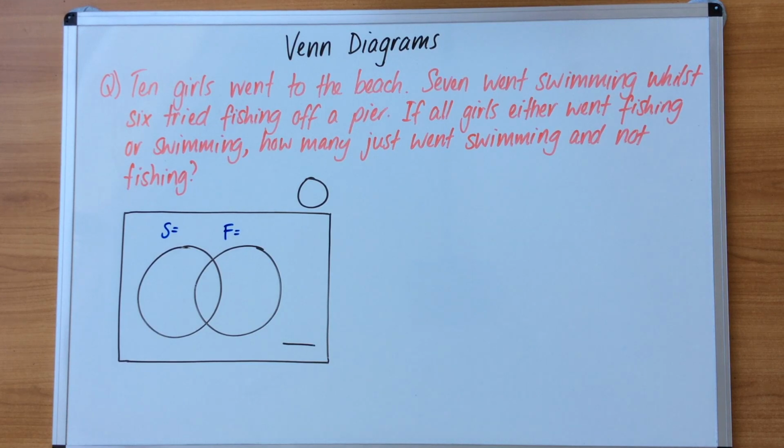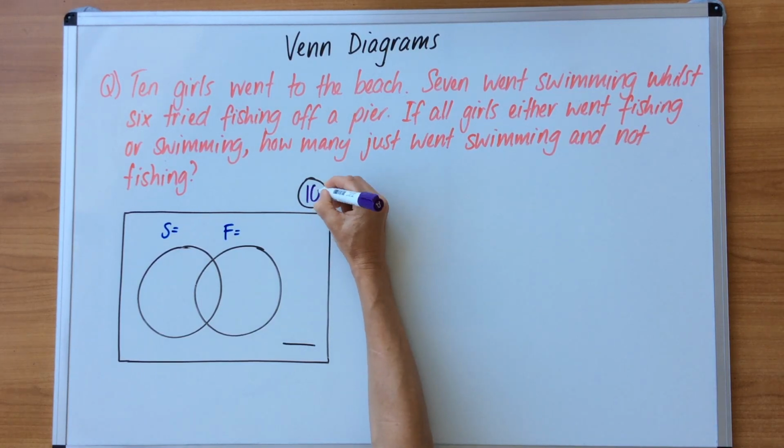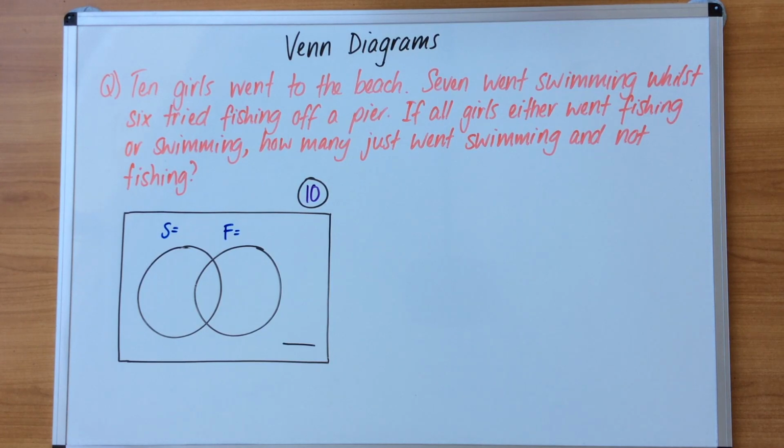Let's take a look at this question here. I'm going to read it and I'm going to fill in the Venn diagram as I go through the question. It says 10 girls went to the beach, 7 went swimming, while 6 tried fishing off a pier. If all girls either went fishing or swimming, how many just went swimming and not fishing? The first thing we have to do is place the whole population of 10 in the circle outside the rectangle at the top right, because we know that there was 10 girls.